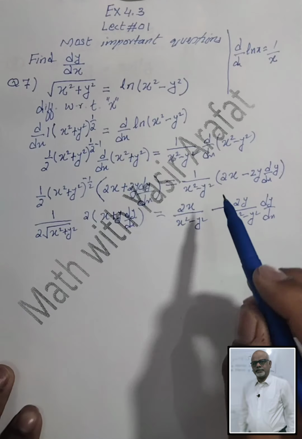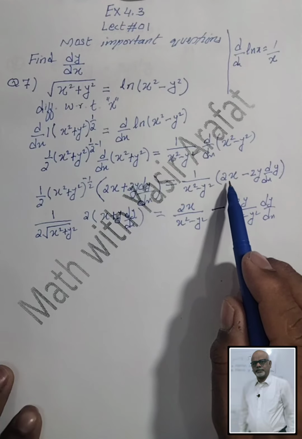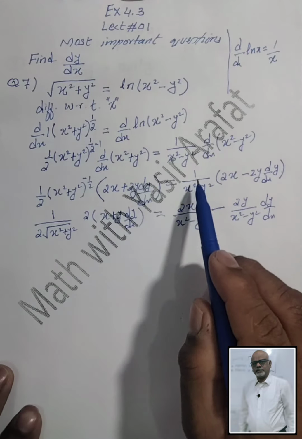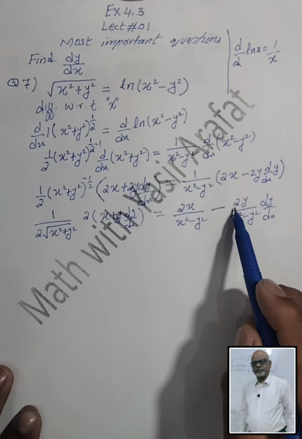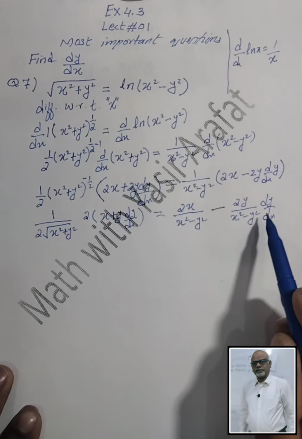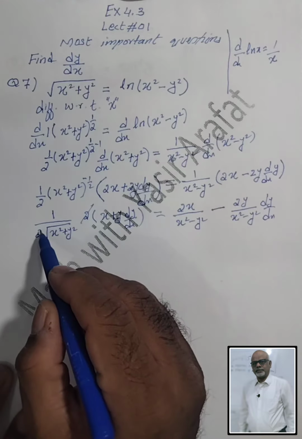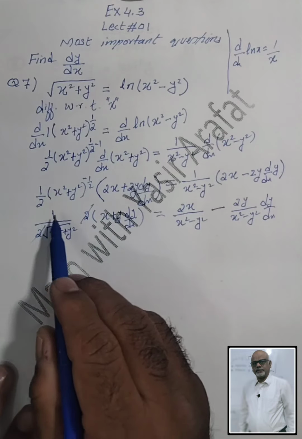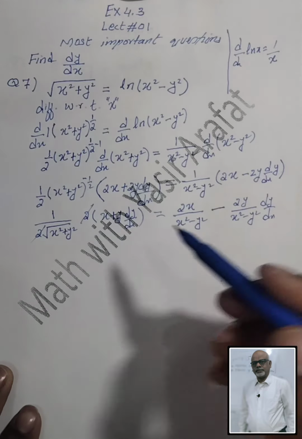Simply this is the ordinary multiplication here. 1 over x square minus y square will multiply by 2x, that will be 2x over x square minus y square. 1 over x square minus y square will multiply minus 2y, so it will be equals to 2y over x square minus y square into dy upon dx. So this 2 will cancel out this 2. Again we have to multiply this one, same as we have to multiply here on the right hand side.